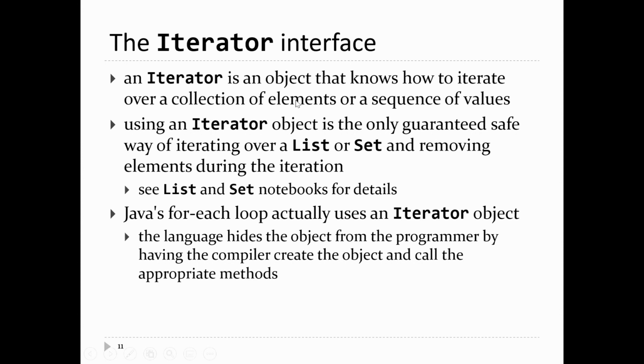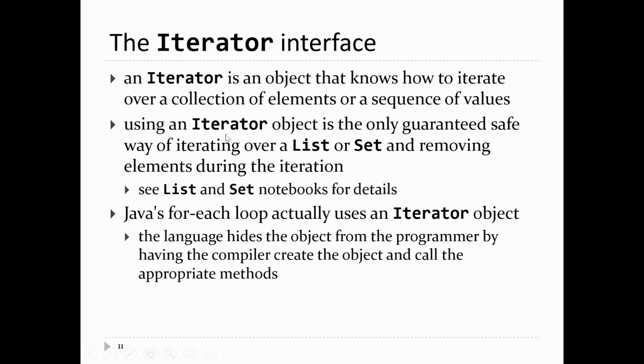Okay, so remember what an iterator is. An iterator is an object that knows how to iterate over a collection of elements or a sequence of values. We've implemented one, I think, so far. We did that range class that was basically a counter. So now we need an iterator that can iterate over an array-based list.